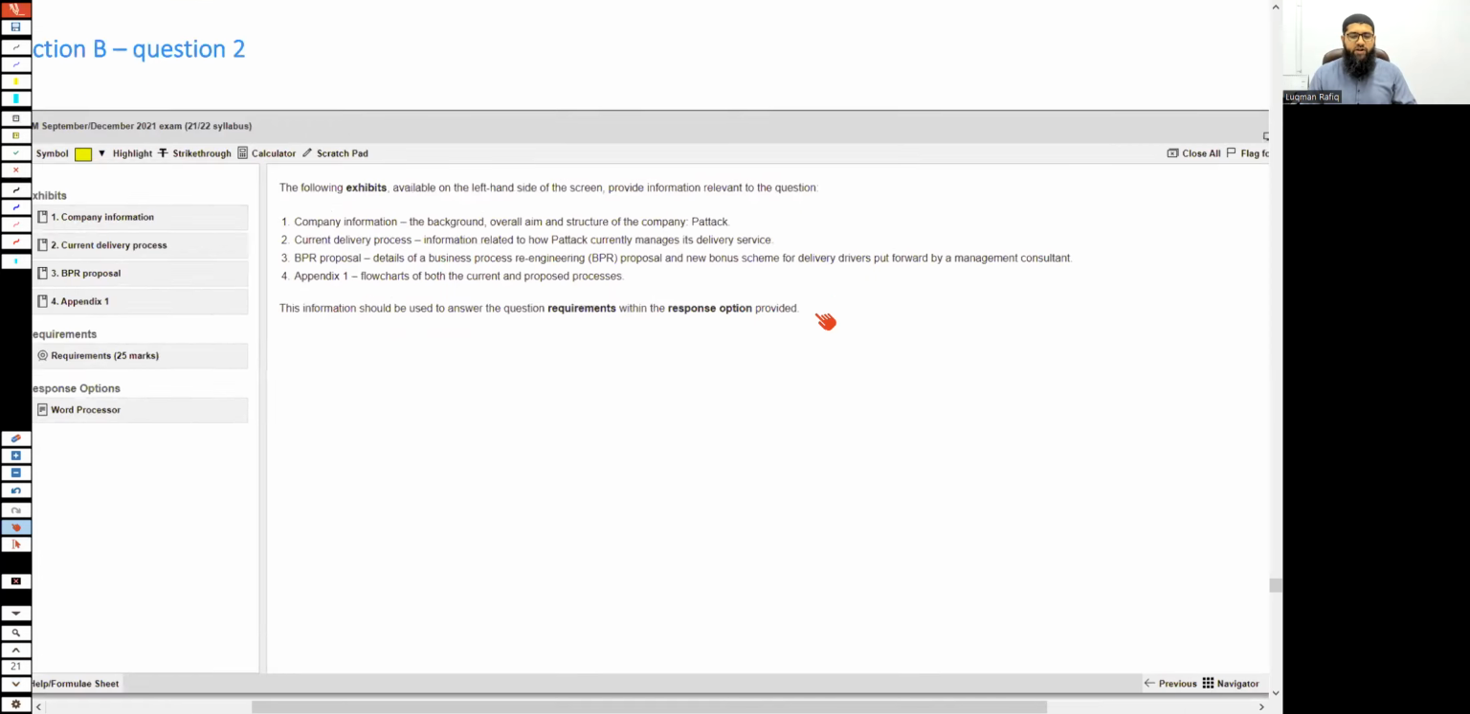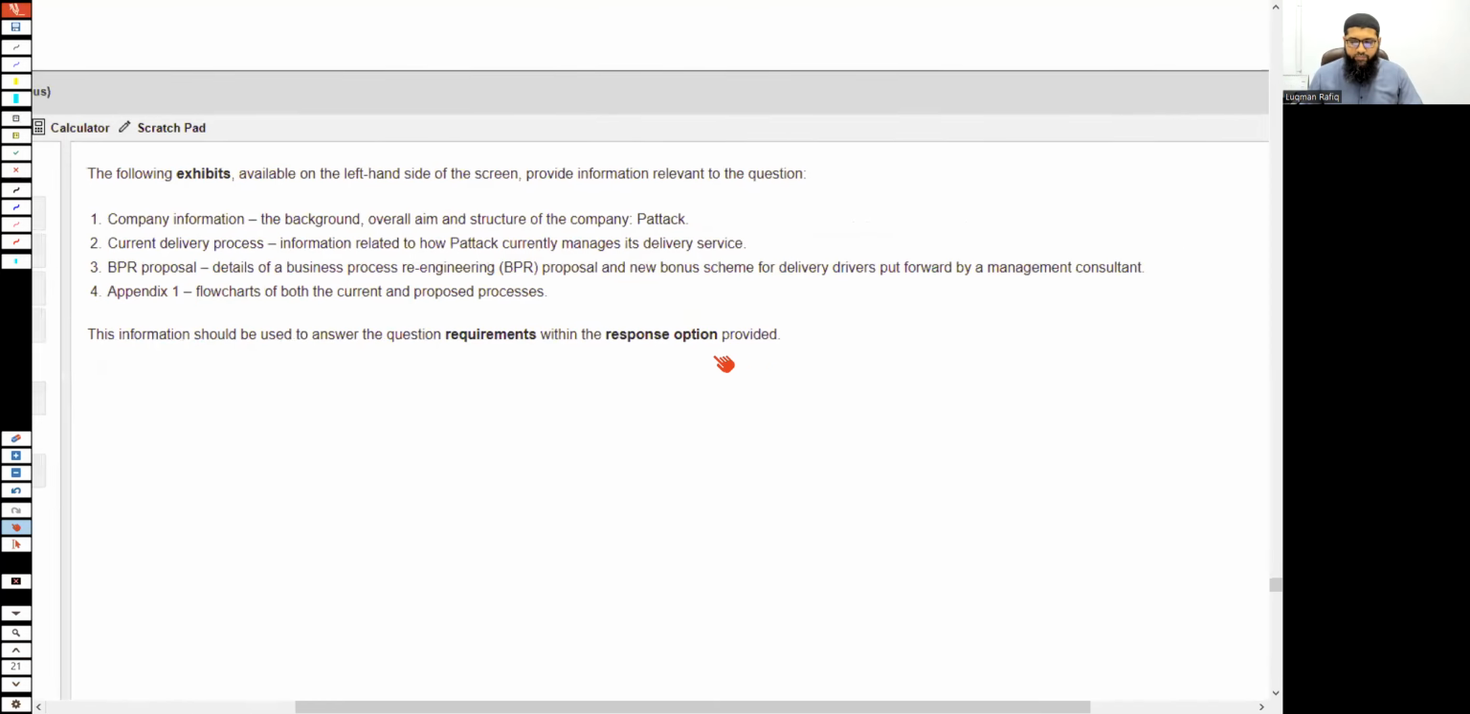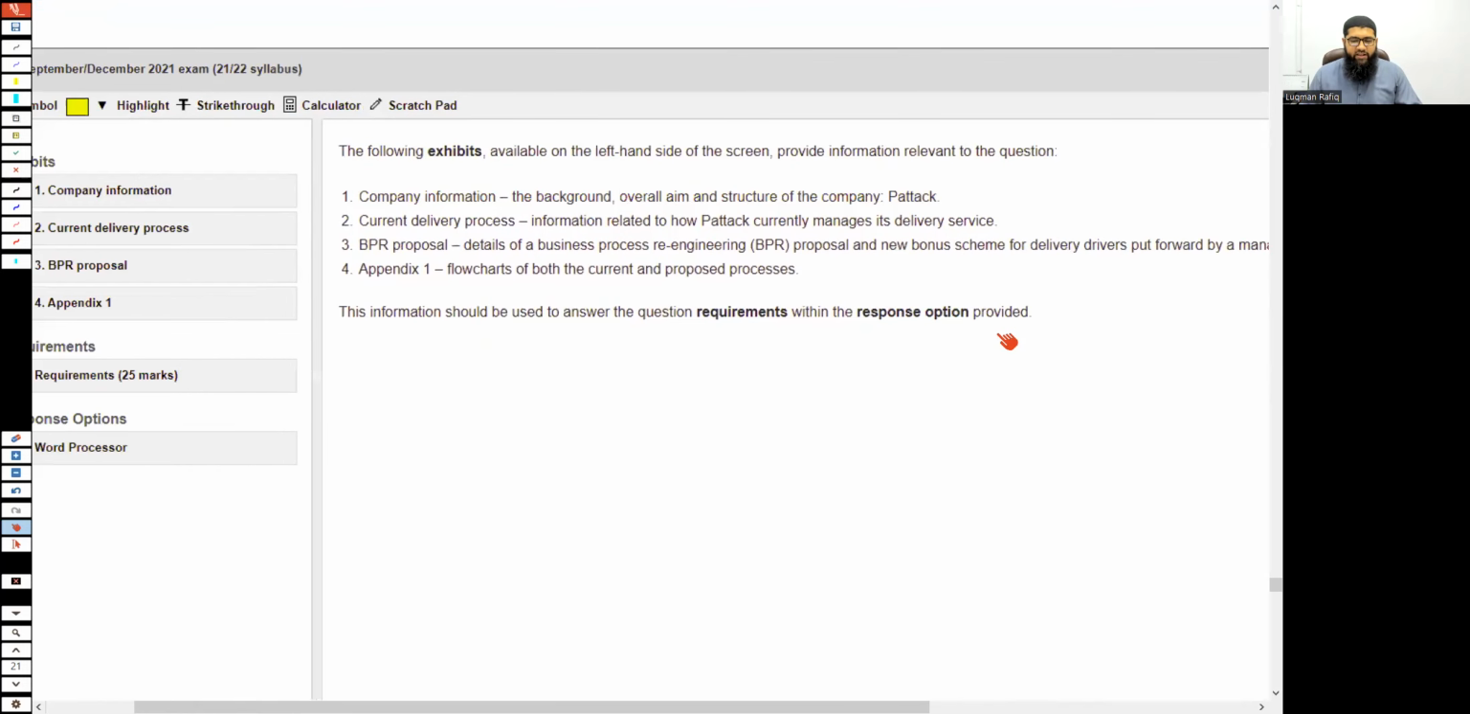Now, question number 3. This is an extract from the ACCA CB practice platform. And the name of the question is Patek company. It says the following exhibits available on the left-hand side of the screen provide information relevant to the question. The company information, the current delivery process, BPR proposal, Appendix 1, and so on. There are requirements that are given, and there's a word processor.